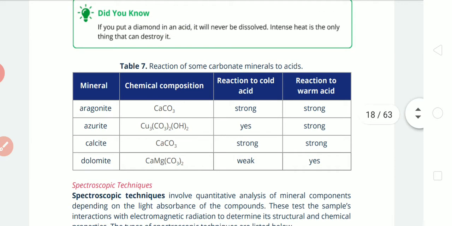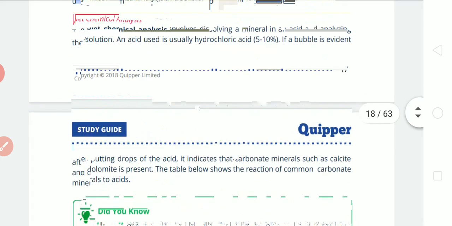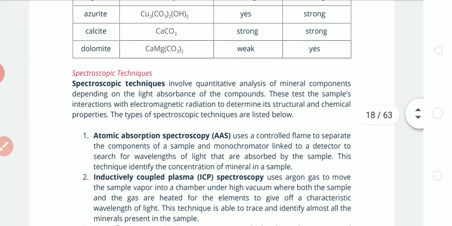Now, since we are done with the wet chemical analysis, let us proceed to the spectroscopic techniques. Spectroscopic techniques involve quantitative analysis, so it involves number analysis, or analyzing the data coming from mineral components. Spectroscopic techniques involve quantitative analysis of mineral components depending on the light absorbance of the compounds. This tests the sample's interactions with electromagnetic radiation to determine its structural and chemical properties.